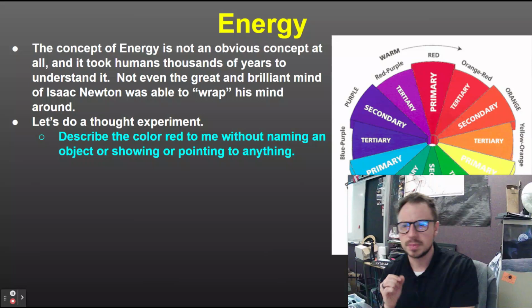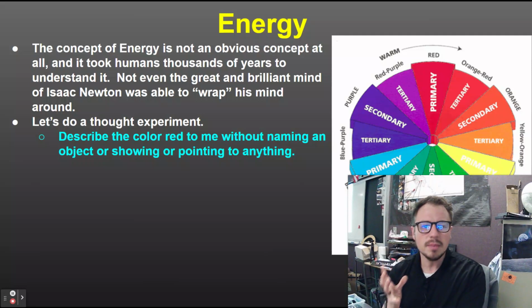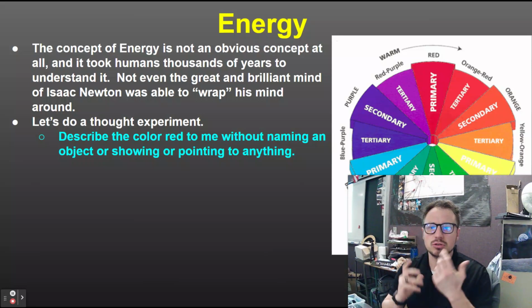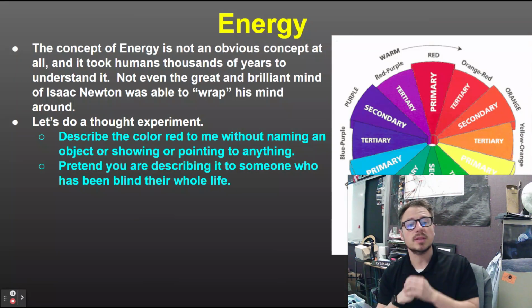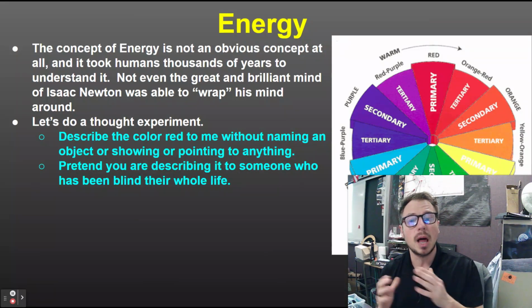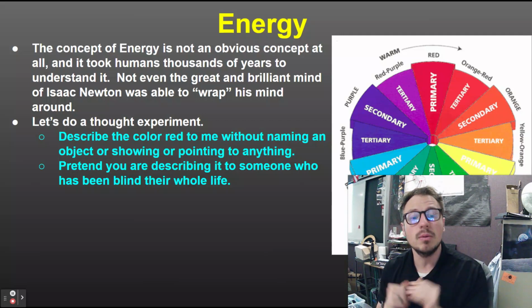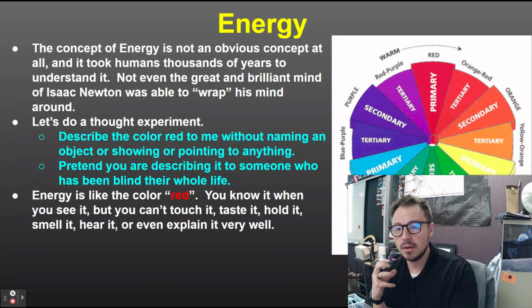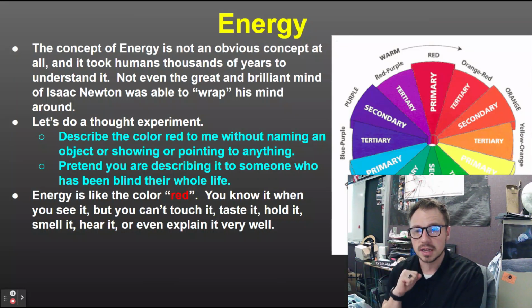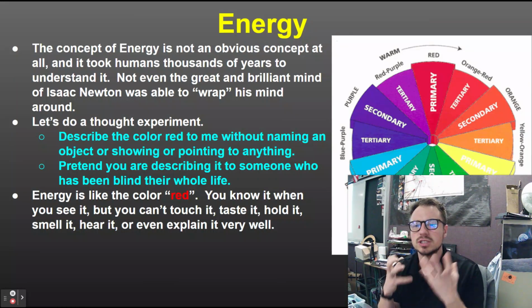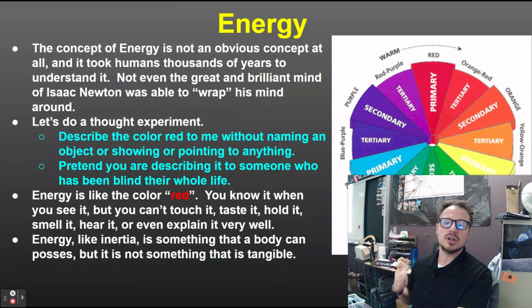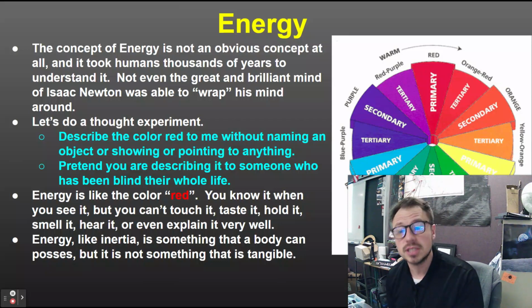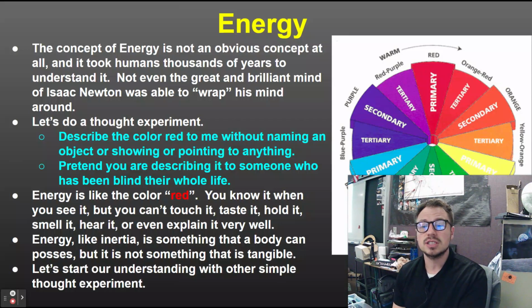Now, here's a thought experiment, right? Describe the color red without naming an object or showing or pointing to anything. Or pretend you're describing the color red to someone who has been blind their whole life. How would you go about that? Now, energy is like the color red. You know it when you see it, but you can't touch it, taste it, hold it, smell it, hear it, or even explain it very well. Energy, like inertia, is something that a body can possess, but it's not something that is tangible.